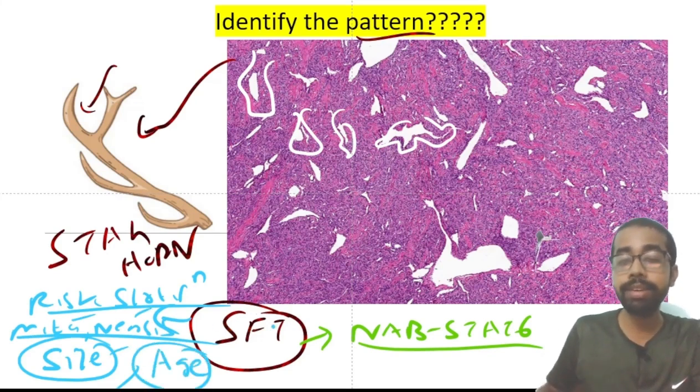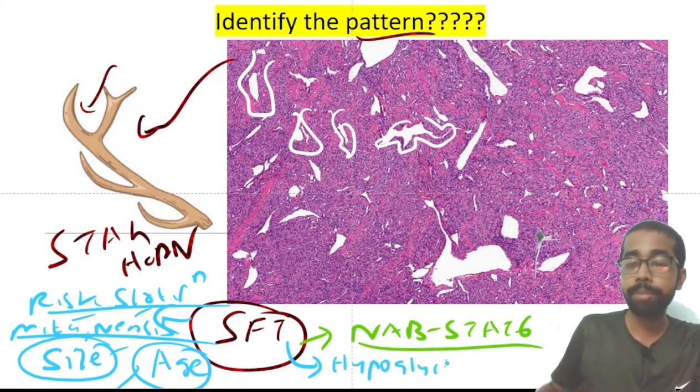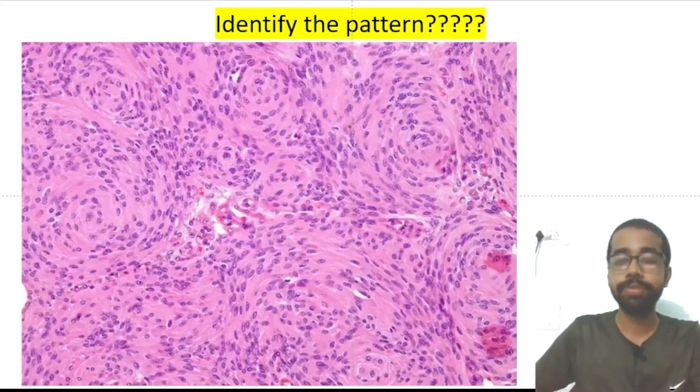Hope you remember. And what is the paraneoplastic syndrome associated with SFT? That's the question again. Hypoglycemia, right? And because of IGF-1, acromegaly, right? That's the question in SFT. Just for a quick revision.